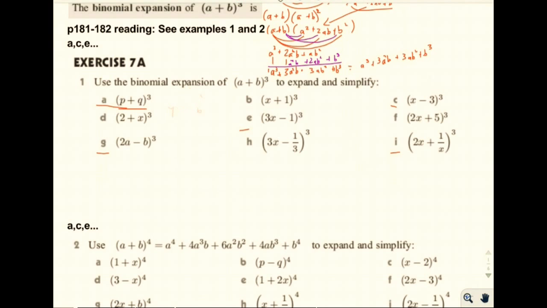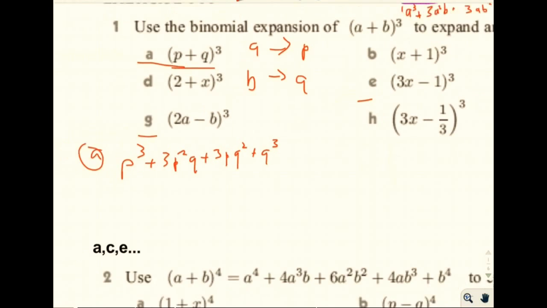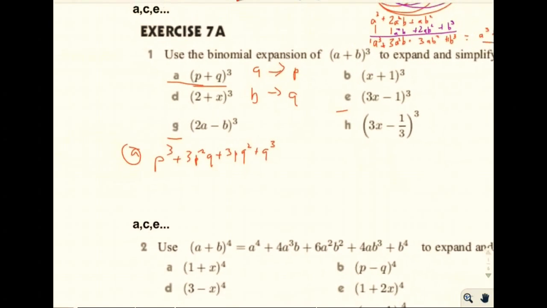So we'll just say, okay, we're going to take our expression here, and we're going to take all our a's and change them to p. And we're going to take all our b's and change them to q, and that will give us the result for a. So it would be p cubed plus 3p squared q plus 3pq squared plus q cubed. Okay, that was easy, wasn't it?